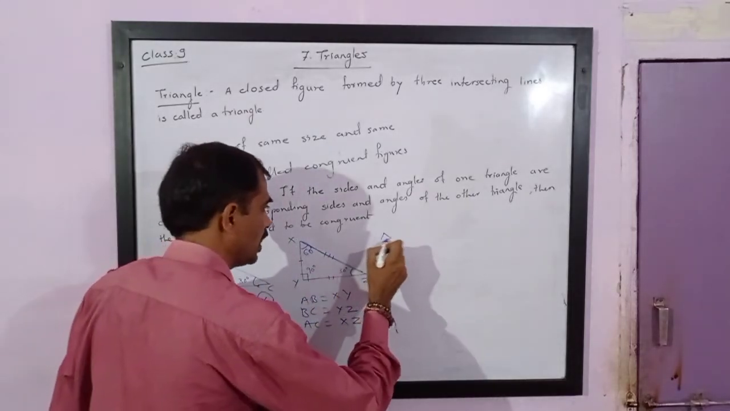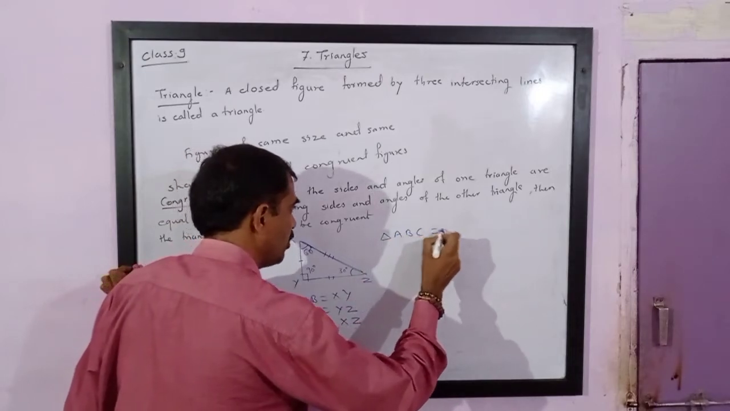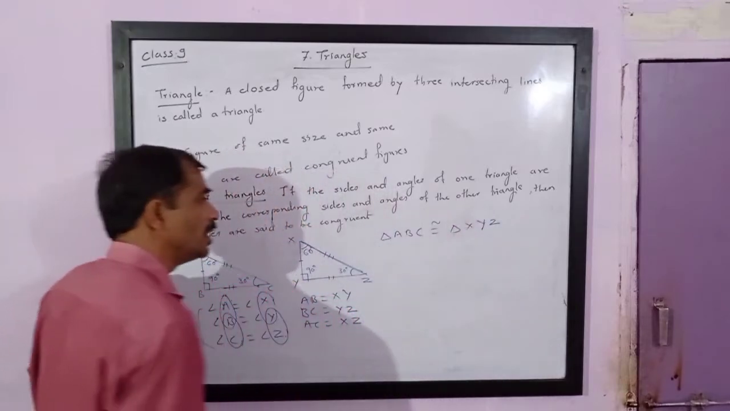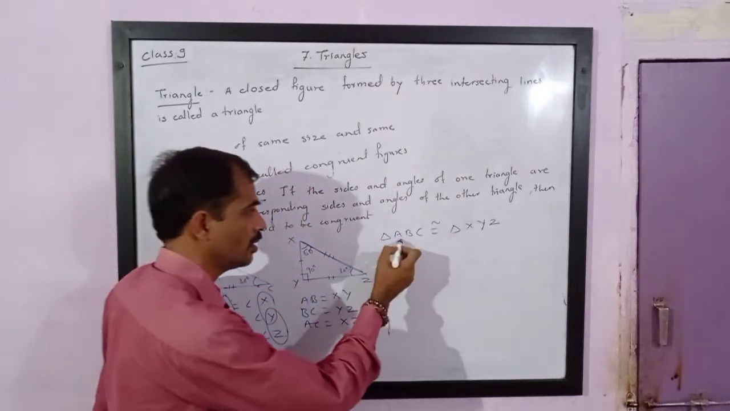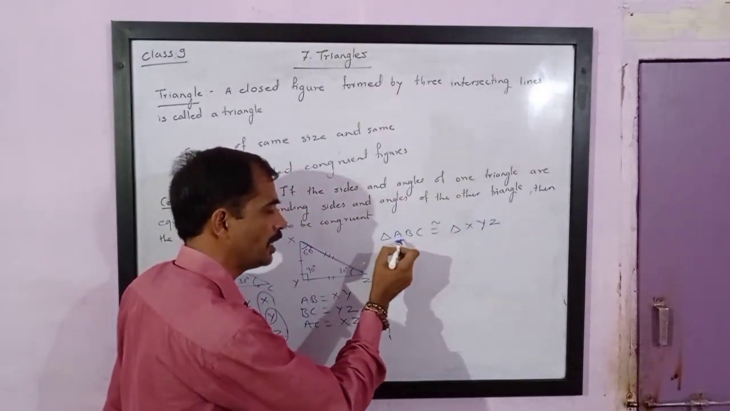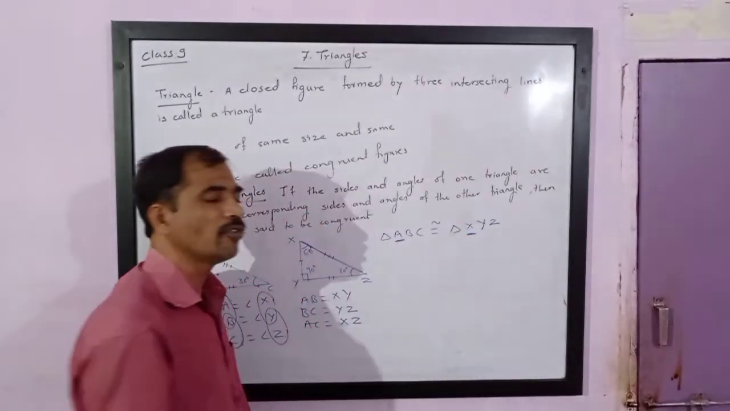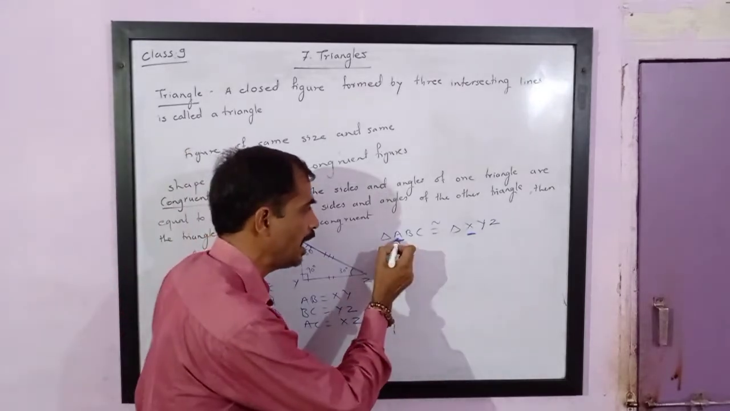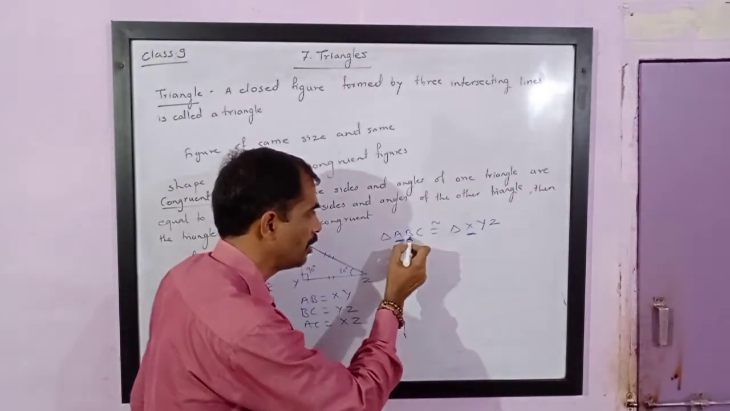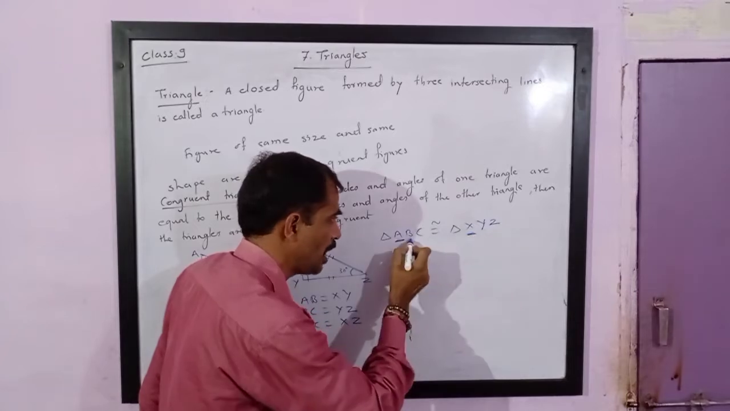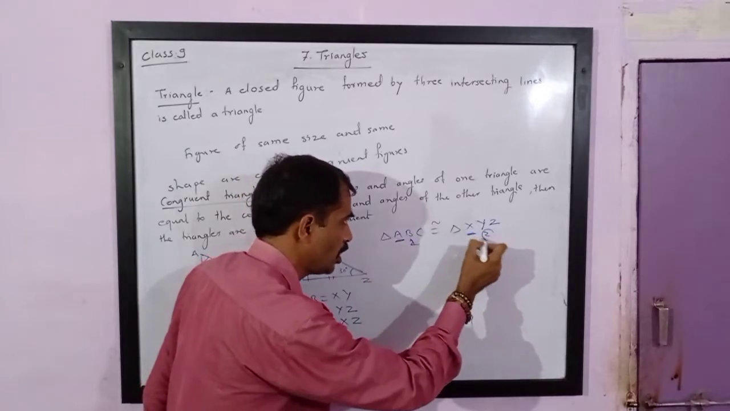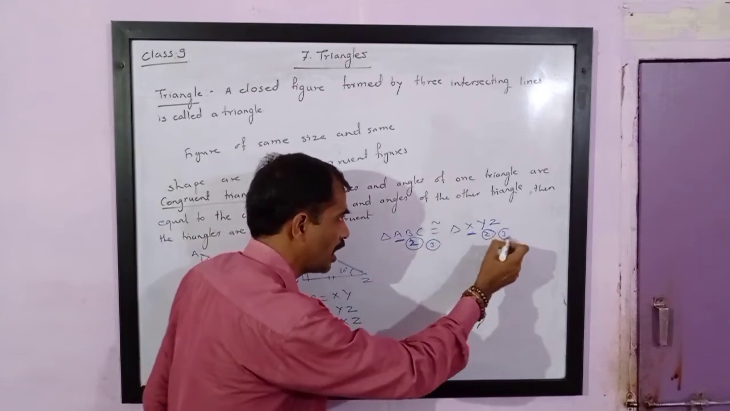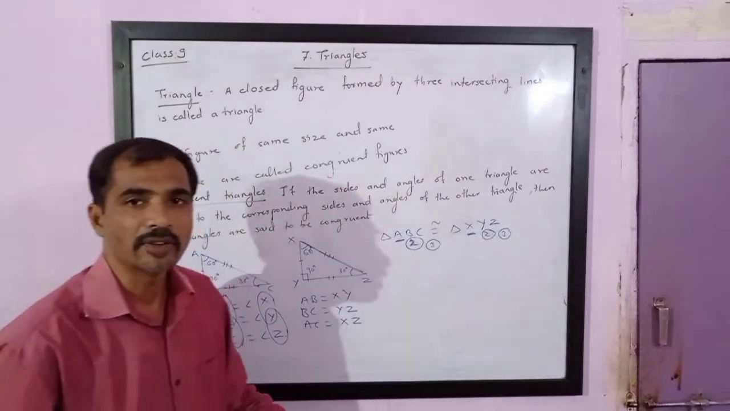Which triangles are congruent? Let us try to understand here. Triangle ABC is congruent to triangle XYZ. It means the angle formed by the first vertex must be equal to the angle formed by the first vertex of the other triangle. Angle A must be equal to angle X, angle B must be equal to angle Y, because they are placed at the second place. So the second angle must be equal to the second angle, the third angle must be equal to the third angle, and they must be arranged in that way only.